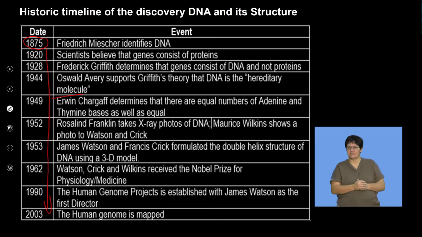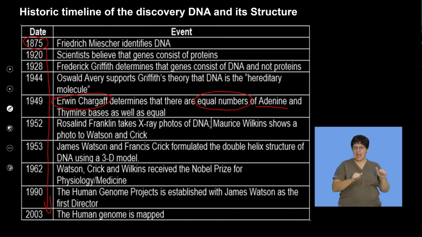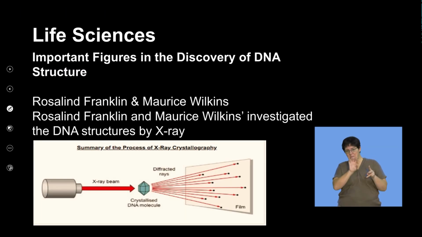So Erwin Chargaff played a very important role in determining that there were always equal numbers of adenine and thymine bases, as well as equal numbers of cytosine and guanine bases. We're going to spend some time looking at some key discoveries in the structure of DNA. Notable is Franklin's and Maurice Wilkins' contribution to this.